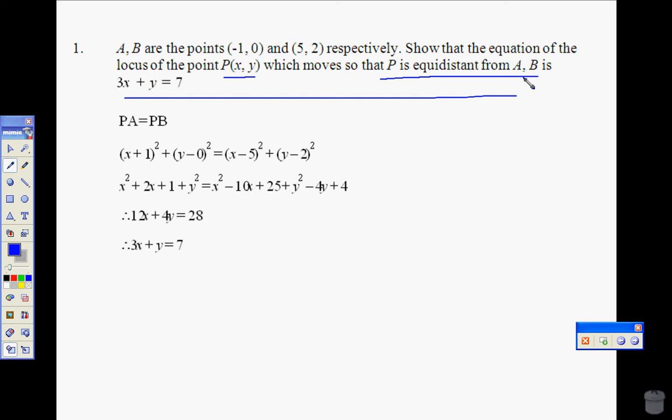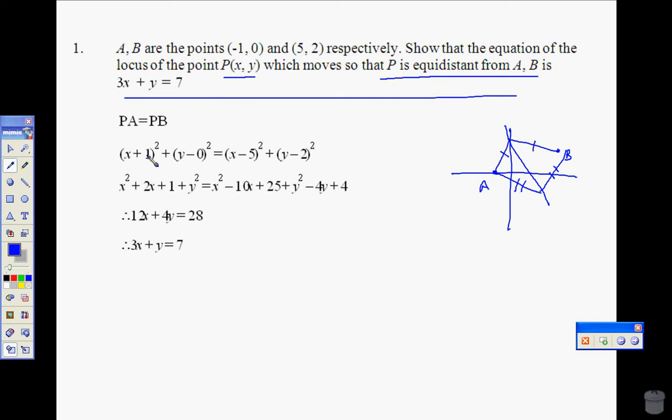So you've got your two points sitting there. (-1, 0) is there, so there's A. And (5, 2) is B there. As long as you get the points that are equidistant, so the same distance at every stage, then the rule works. So if we're going to use the distance formula here, we're going to say PA equals PB, because the distance of P from A has got to be the same as the distance from P to B.